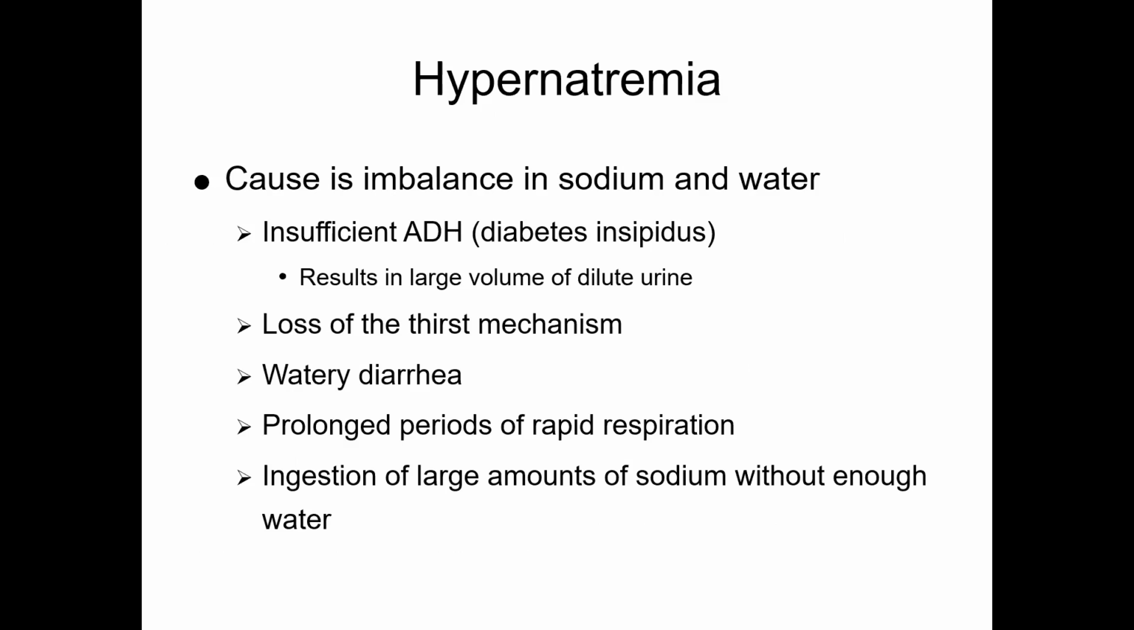Hypernatremia is excessive sodium in the blood and the extracellular fluids. So here we have the greater than 145 milliequivalents. Excessive sodium results from ingestion of large amounts of sodium without adequate water intake or from a loss of water in the body that is going out quicker than the loss of sodium. So like diabetes insipidus, we might see this in.